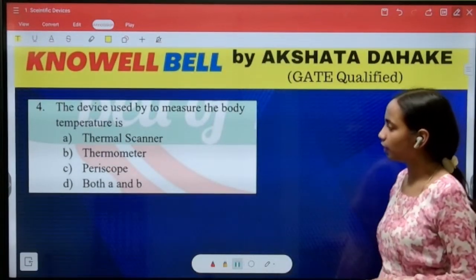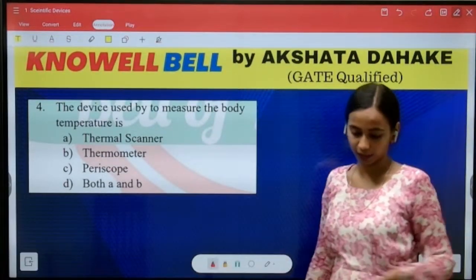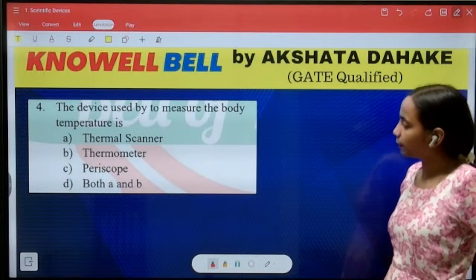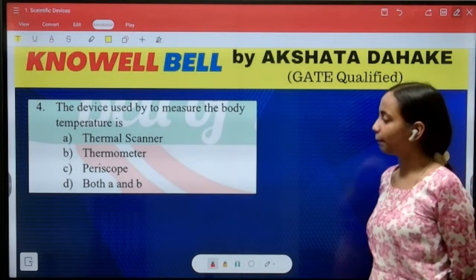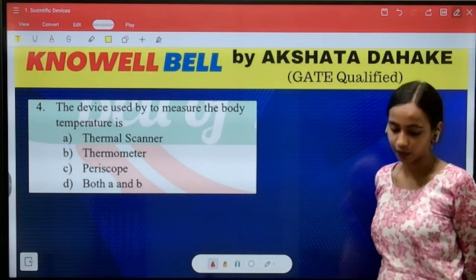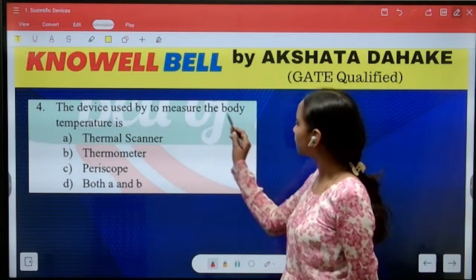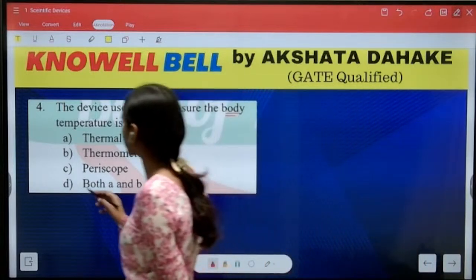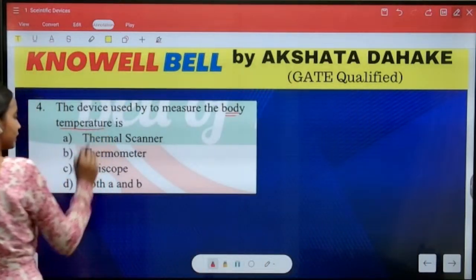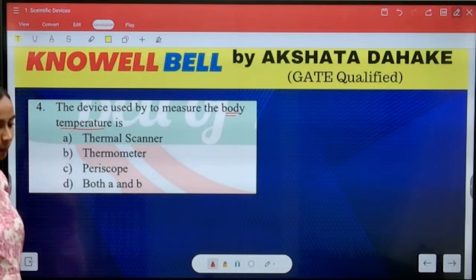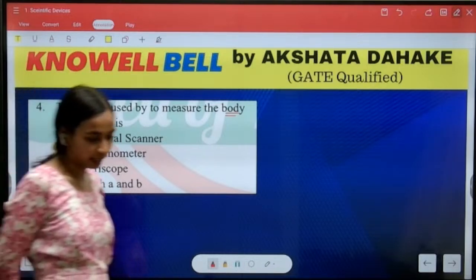The device used to measure body temperature. Which device is used to measure body temperature? Thermal scanner, thermometer, periscope, or both A and B. Which device do we use in order to measure body temperature? Thermal scanner, thermometer, periscope and both A and B.